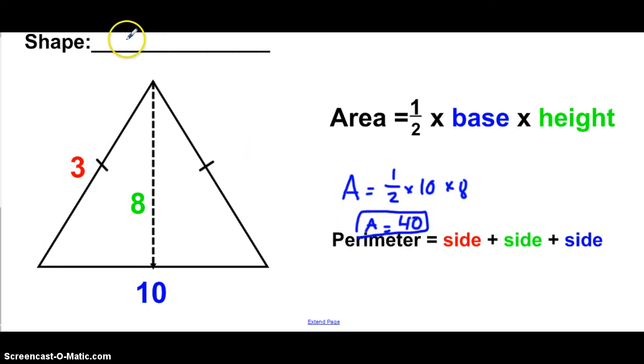Oh, we forgot to put that up here, triangle. Okay, triangle. And for the perimeter, you just add up the three sides. So let's see, the perimeter is equal to 10 plus 3 plus, wait a minute, where's the third side over here? Oh yeah, I got these markings, which mean these two sides are congruent, so this is also 3. So it's 10 plus 3 plus 3, so the perimeter is equal to 16.